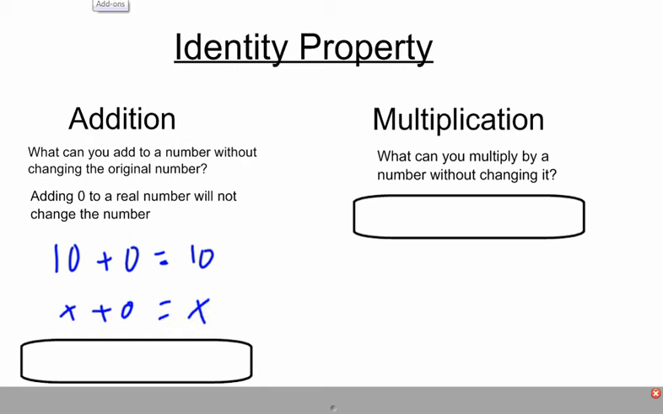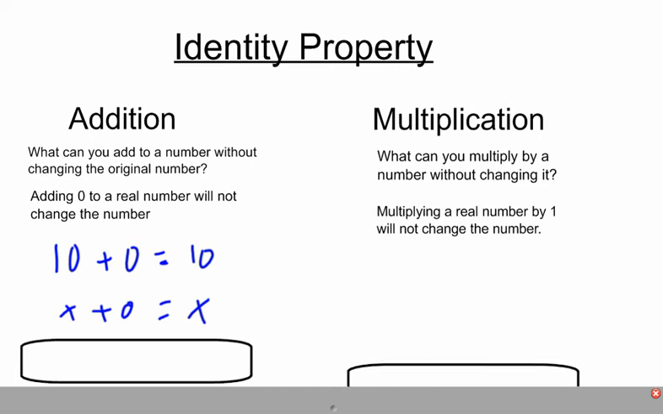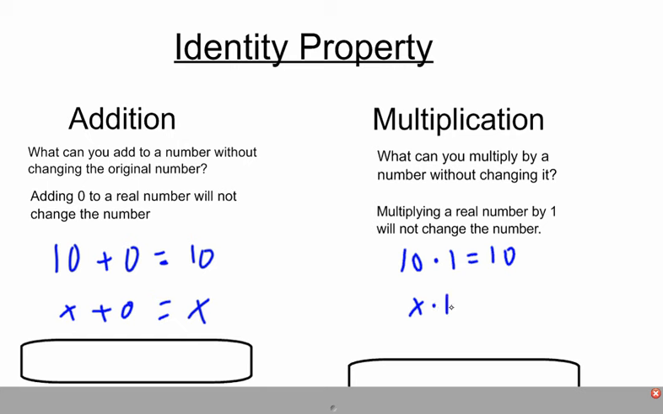Now, it works for multiplication as well, as all these seem to just work for addition and multiplication. But what can you multiply a number by without changing it? Well, the answer is 1. You can multiply any number by 1 and it doesn't change how it looks. 10 times 1 equals 10. You can do x times 1. And that's still x, or 1x. All right? That is the identity property.